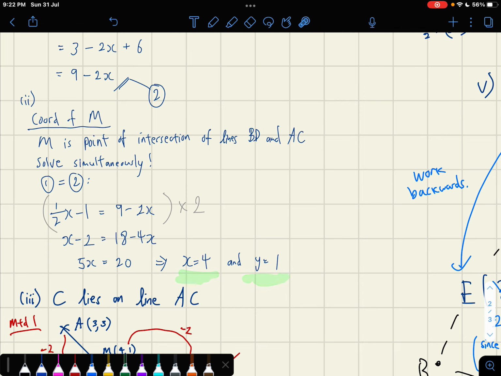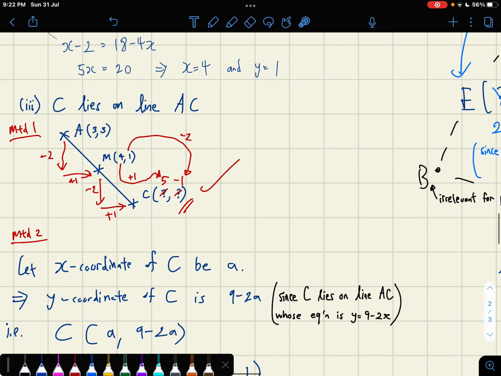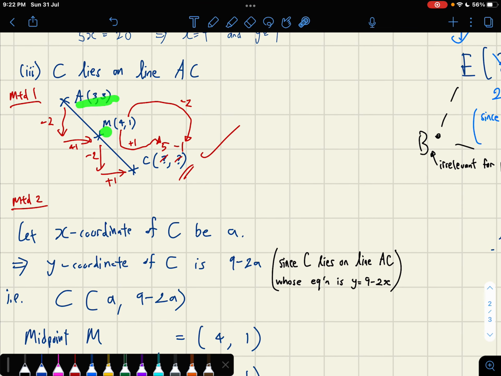Okay? Then for part 3, what does it say? You want to find the coordinates of C. So what is that? It's this point over here. How do you get the coordinates of C given that you know point A and point M? A few different ways. For the first method, A is (3, 3), M is (4, 1). We know that M is the midpoint, so that means these two highlighted lines are equal in length. Or in other words, the vertical and horizontal should be the same length respectively. Vertical same as vertical, horizontal same as horizontal. So 2 units here, 1 unit here.